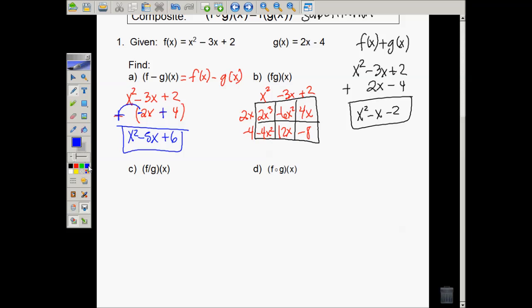Does 2x cubed have anyone to combine with? No. So it's just 2x cubed. Negative 4x squared plus negative 6x squared is negative 10x squared. I have 12x and 4x, which gives me 16x. And negative 8 has no one to combine with. And that is your answer.